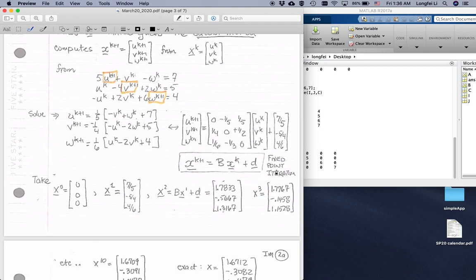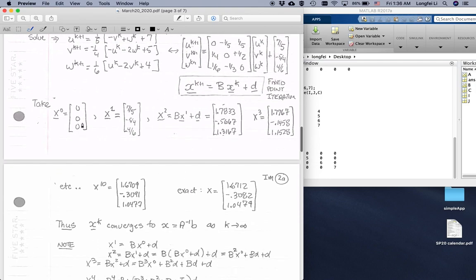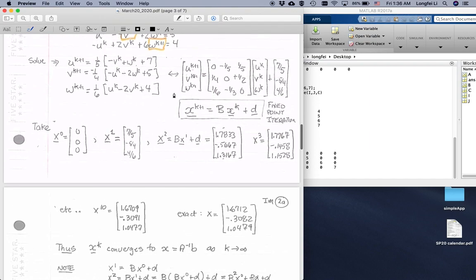Okay, so this is my fixed point iteration. If we start with an initial guess x0, then you plug that x0 into this formula, you get x1, and then again you plug x1 in here, you get x2, and plug x2 here, you get x3, and so forth. For example, if we start with the initial guess x0 with all zeros, and then use this updating formula for this particular example here.